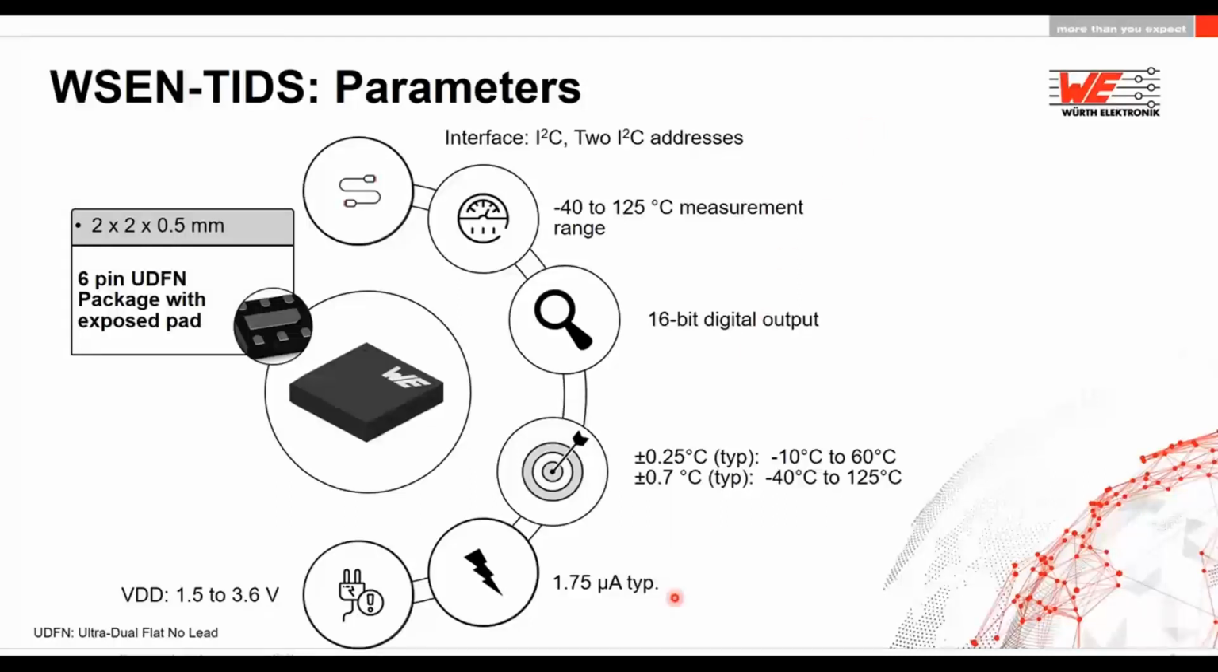As mentioned, this also has a very low current consumption and operates between 1.5 to 3.6 volts, which is perfectly suitable for battery operated devices. Also, it's a 6-pin SMD device, can be easily mounted on the PCB, and there is also an exposed pad at the bottom so that the temperature sensing has better connection with the environment.